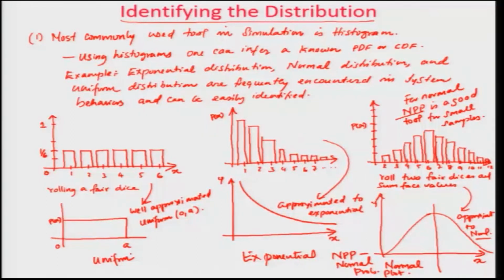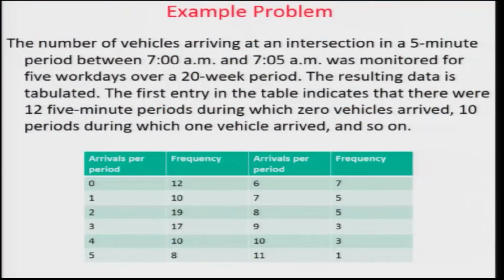Let me show you an example problem. This will probably help you to understand some of the stuff quickly. The number of vehicles arriving at an intersection in a 5-minute time period between 7 a.m. and 7:05 a.m. was monitored for 5 work days over a 20-week period.